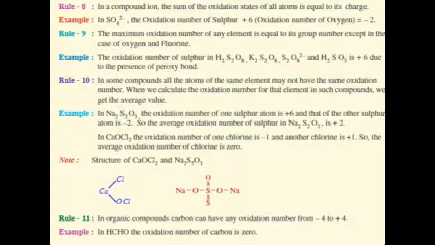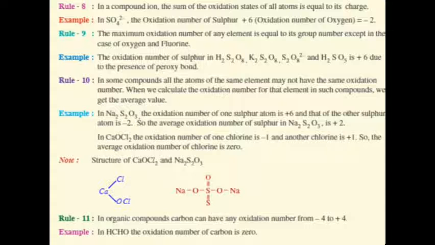Rule 8: In a compound ion, the sum of the oxidation states of all atoms is equal to its charge. Example, in SO4²⁻, the oxidation number of sulfur is +6 and of oxygen is −2. Rule 9: The maximum oxidation number of any element is equal to its group number, except in the case of oxygen and fluorine. Example, the oxidation number of sulfur in H2S2O8, K2S2O8, S2O8²⁻ and H2SO5 is +6 due to the presence of a peroxy bond.